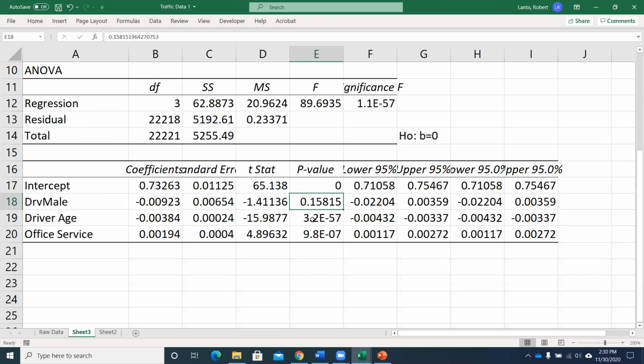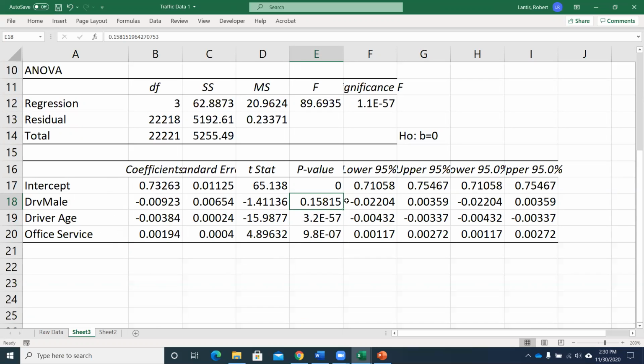So we have a p-value of 0.16. That's okay. So the effect of the driver being male, we can't say it has a significant effect on whether or not someone receives a ticket because that p-value isn't less than any of our alphas, right? It's not less than 0.1, it's not less than 0.05, and it's definitely not less than 0.01. Okay?